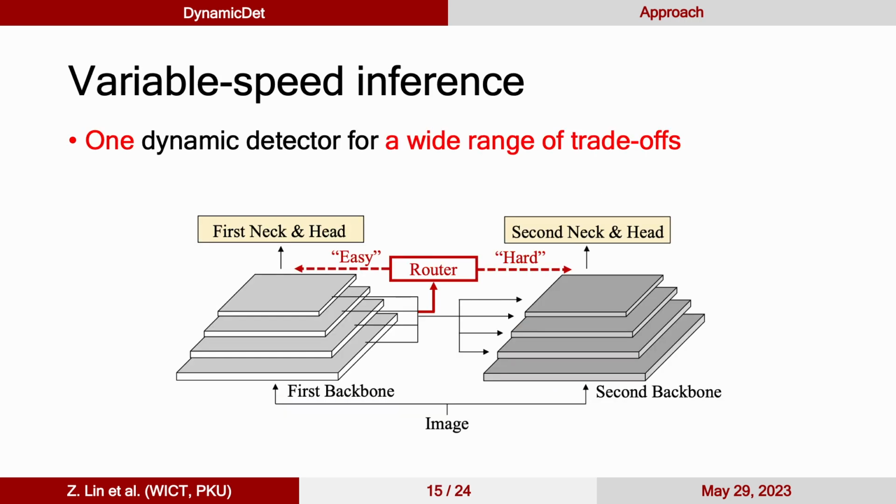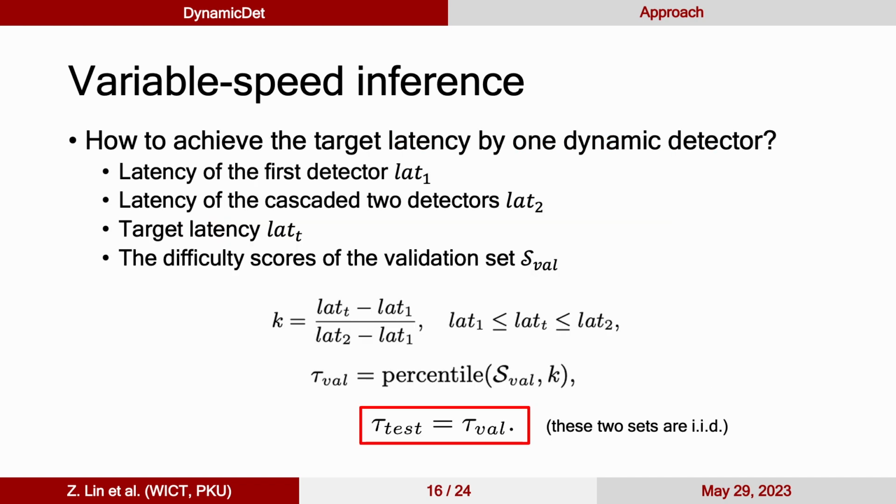We further propose a simple and effective method to determine the difficulty score thresholds to achieve variable speed inference with only one dynamic detector. Assuming the latency of the first detector is lat1, the latency of the cascaded two detectors is lat2, the target latency is lat-t, and the difficulty scores of the validation set are s-val. We first calculate the maximum allowable proportion of the hard images, k. Then the threshold tau-val can be calculated by the percentile function. Then we can directly use this tau-val on the test set because these two sets are independent and identically distributed.